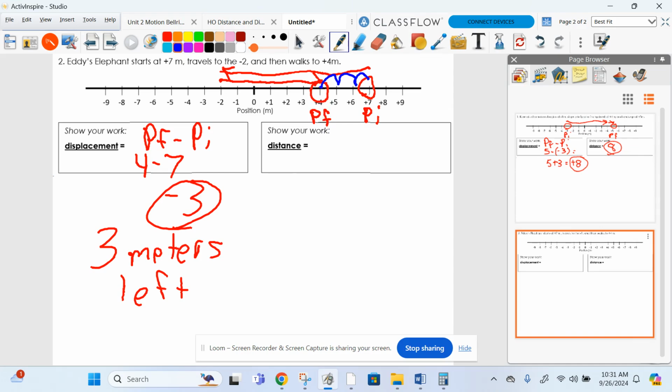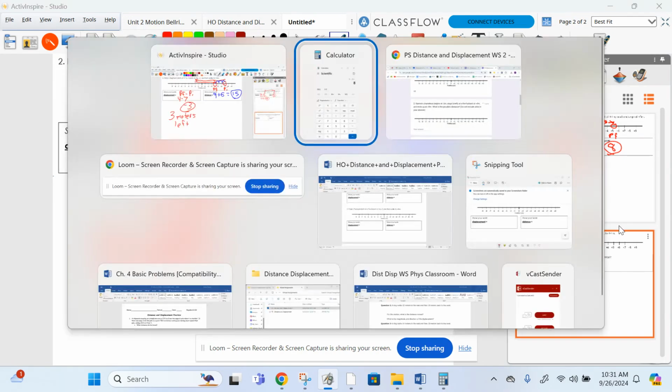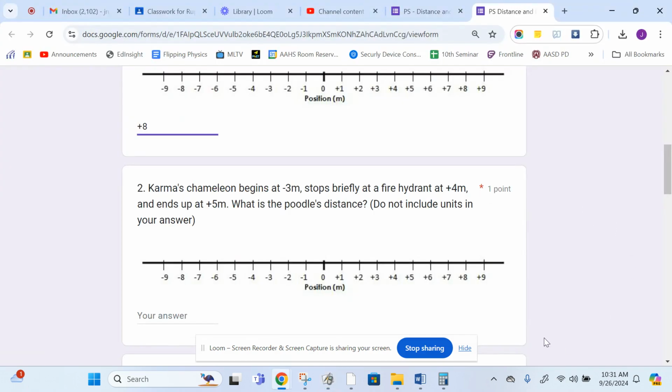Now for the distance, as I go from 7 to -2, that's 1, 2, 3, 4, 5, 6, 7, 8, 9. 9 steps to the left, plus another 1, 2, 3, 4, 5, 6. And 9 plus 6 ends up equaling 15. And again, that's what I'm going to enter in my form as my answer.